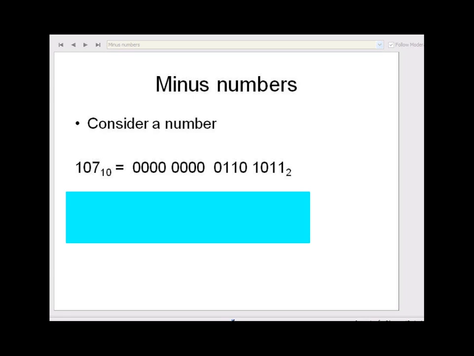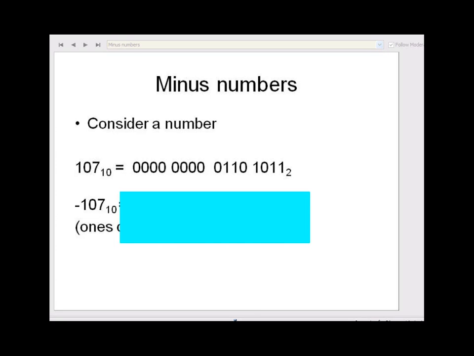If we consider a number, say 107 base 10, in binary, 107 is 0, 0, 0, 0, 0, 0, 0, 0, 0, 1, 1, 0, 1, 0, 1, 1 in base 2. If we want to convert 107 into minus 107, our first guess at how to represent minus, see, we haven't got a minus sign. We need another way of putting 107 in as a minus without using a minus sign.